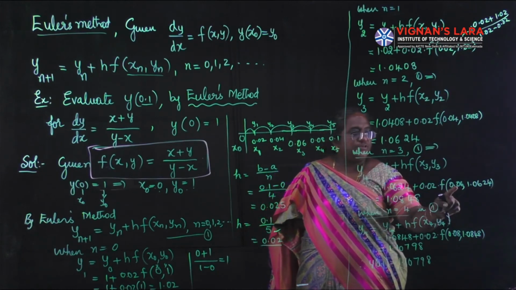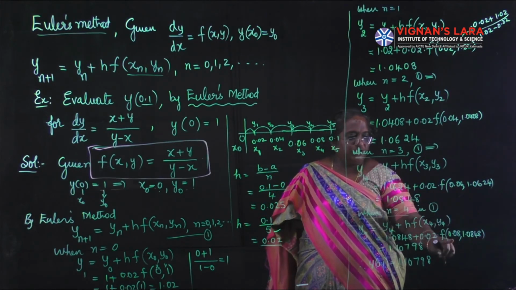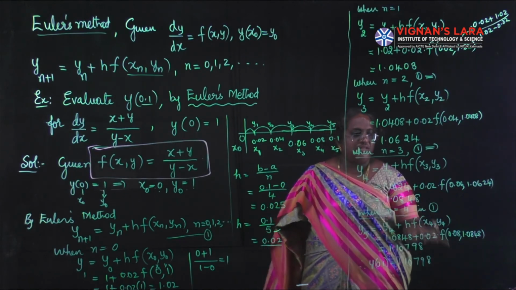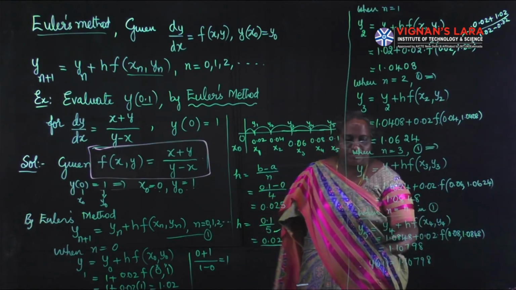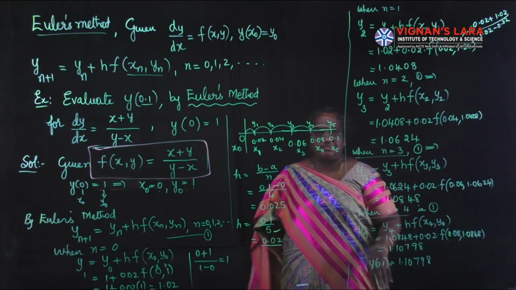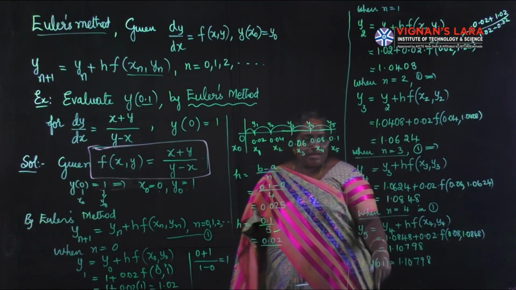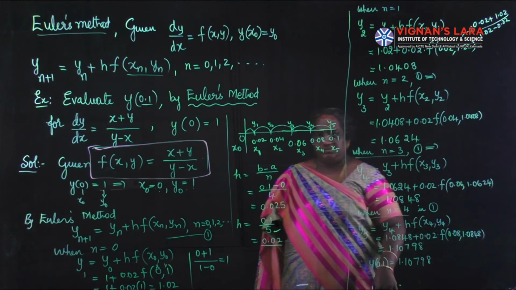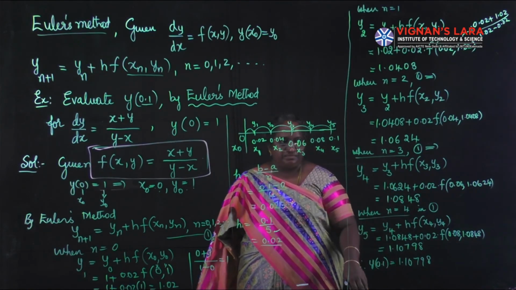Now a doubt comes. What is the doubt? I have substituted only up to 0.08. Why didn't we substitute 0.1? Many of the students go wrong there. They will go for another approximation. They will calculate y6 and say it is y of 0.1. Look here carefully. What is y5? y4 plus something is y5.